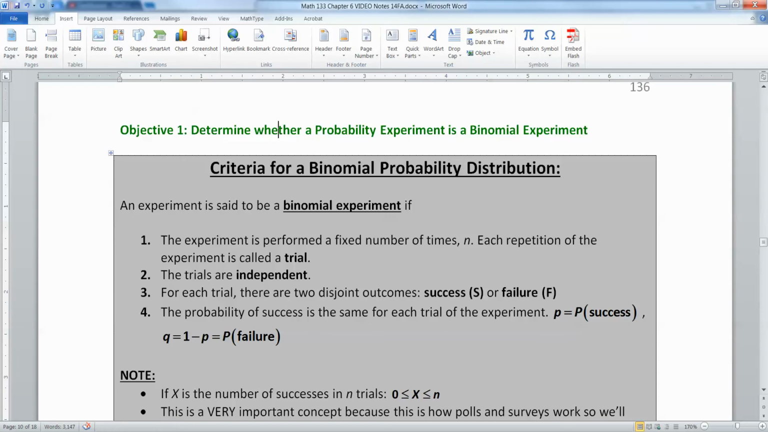Number 1, you have to have an experiment that is performed a fixed number of times n. Each repetition of the experiment is called a trial. And I should say it's a random probability experiment, right?